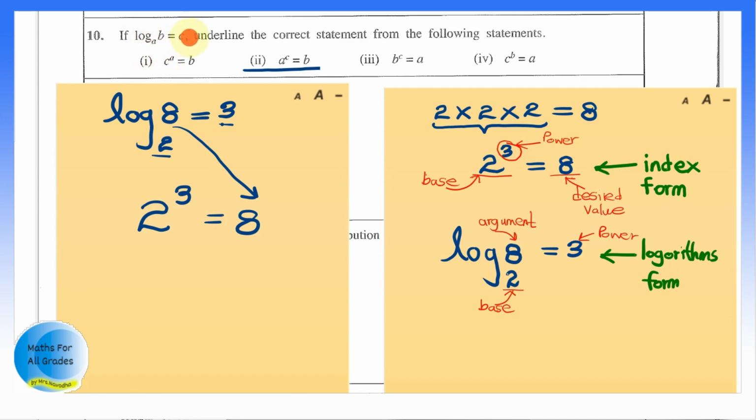A is the base, c is the power. So a to the power c equals b. So that's how I got this answer quickly.